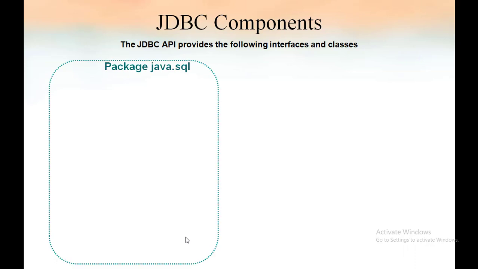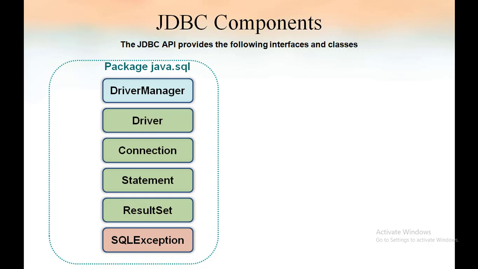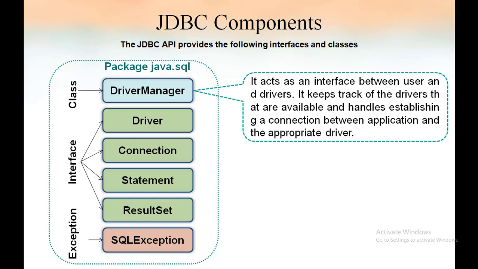JDBC API provides the following interfaces and classes for Java database connectivity: DriverManager class, Driver interface, Connection interface, Statement interface, ResultSet interface, and SQLException. These all interfaces and classes are available in java.sql package.